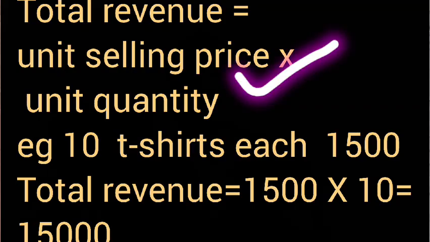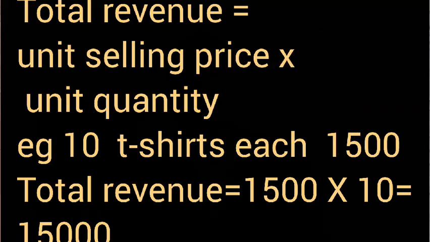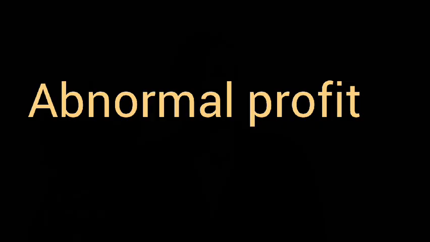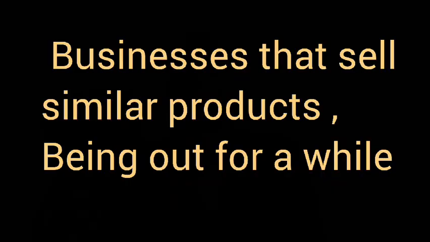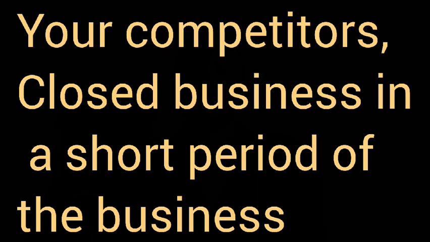Revenue is equal to price of selling times quantity that you have sold. Abnormal profit normally happens when you are in an organization and you have different competitors. Sometimes competitors can decide to exit the business. So you can be alone, and you are getting abnormal profit. So profit is going to be high compared to normal. It is like supernormal profit, but abnormal profit can sometimes be high because you are alone. The quantity that you are selling is very high, so you are getting high profit.